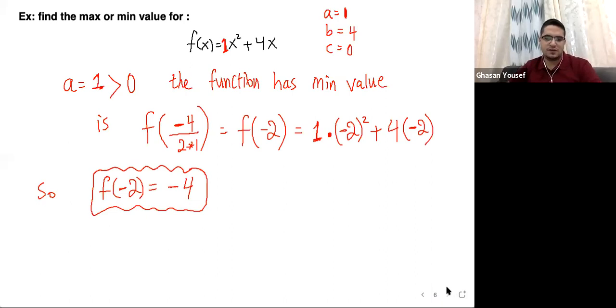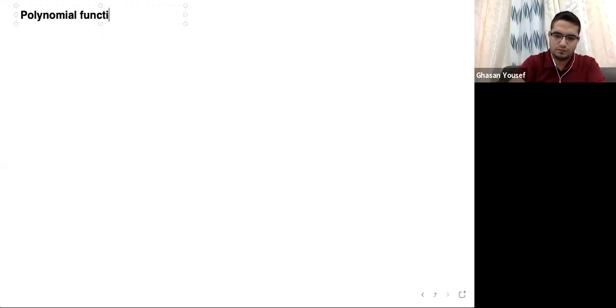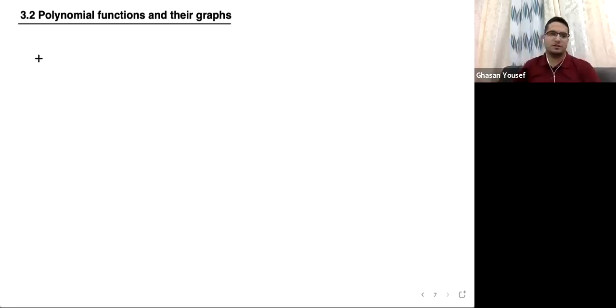Okay, so this is what we need in this section. By this we end section 3.1. Now let's go to 3.2, polynomial functions and their graphs. First of all, we have to know the meaning of a polynomial function, a polynomial function of degree n, for example.